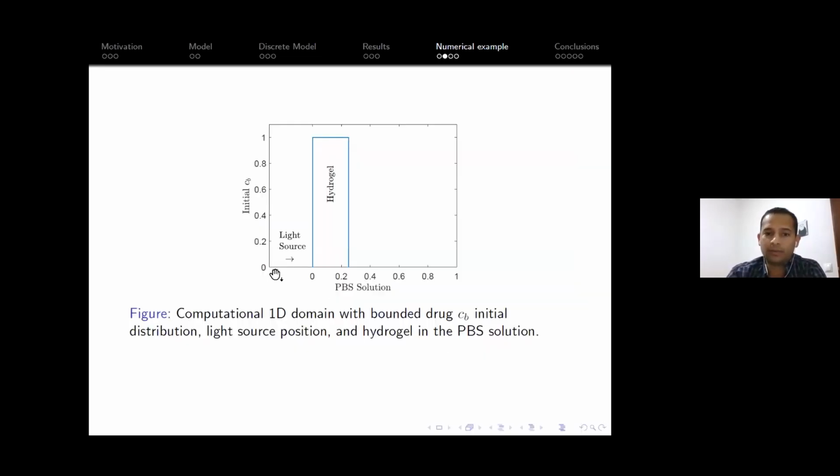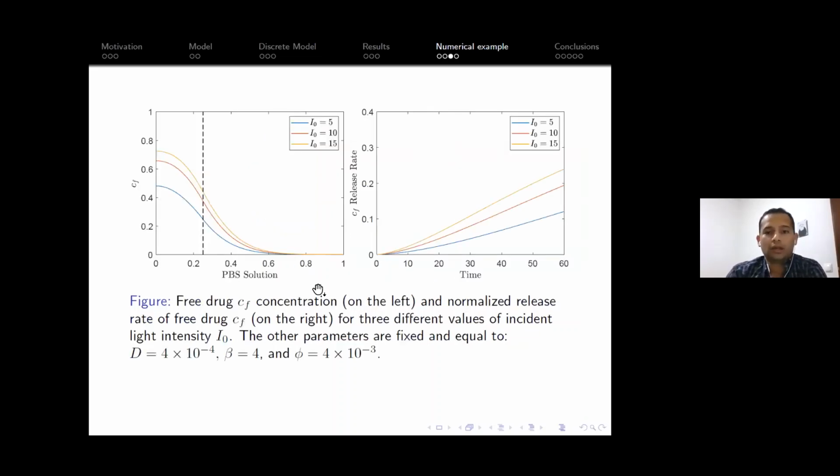Here is a picture, a cartoon, let's say, of the experiment. Here you can see the hydrogel from 0 to 0.25, and after that, the rest of the domain. And this is some results that we had.